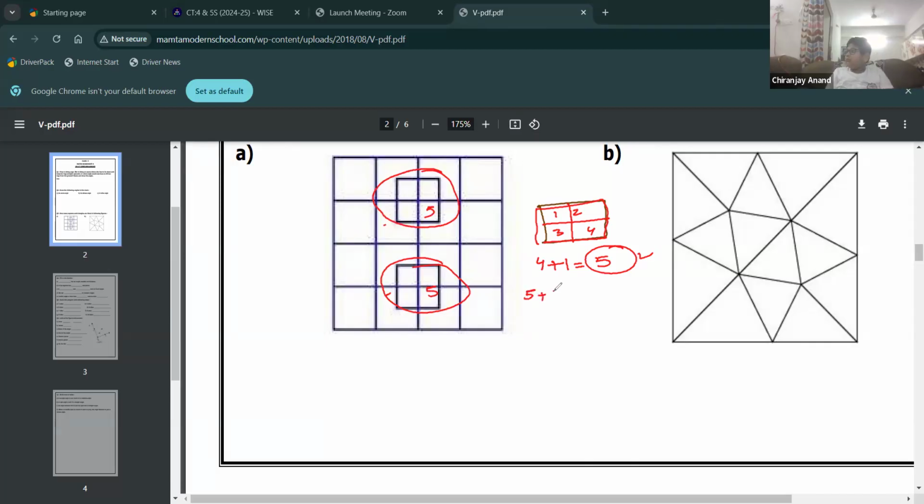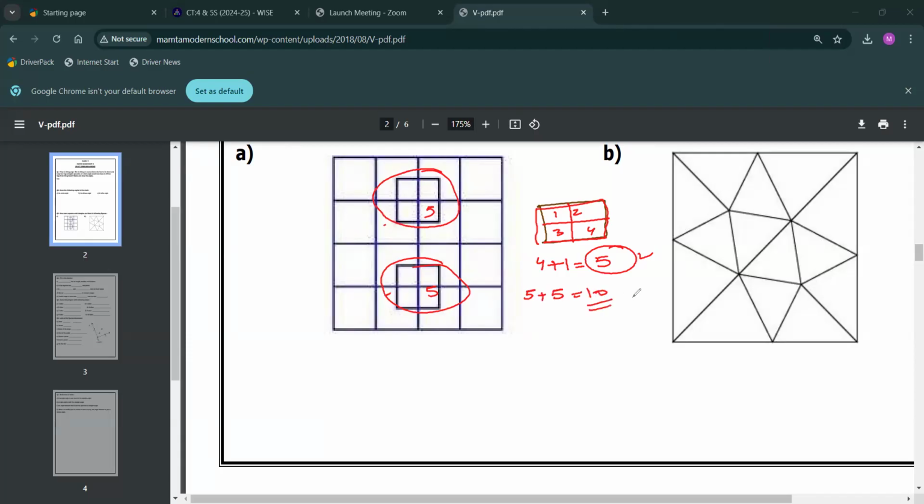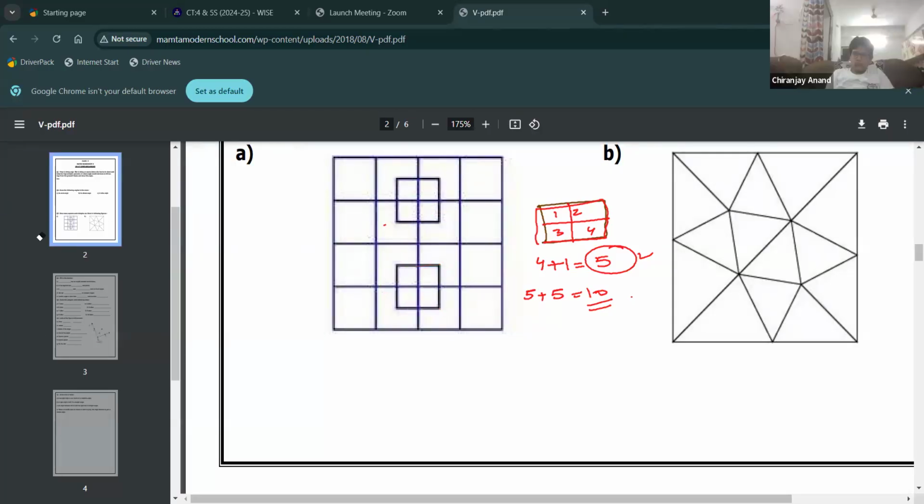So 5 plus 5, it will be 10 or not? Yes, ma'am. 10. Okay. Now I have explained to you that if you are having a bigger square, suppose this is a square, right, beta? Yes, ma'am.